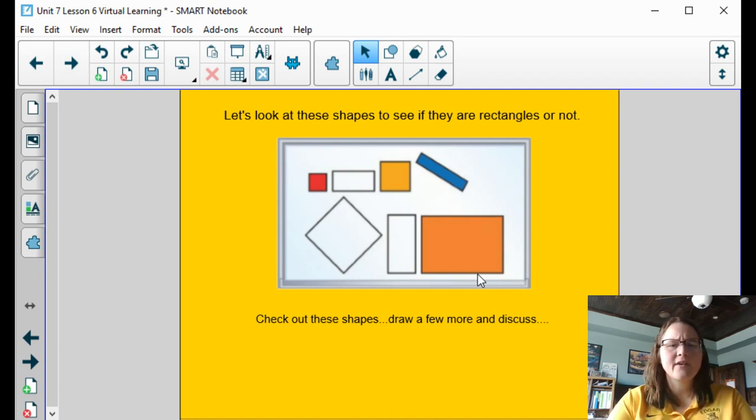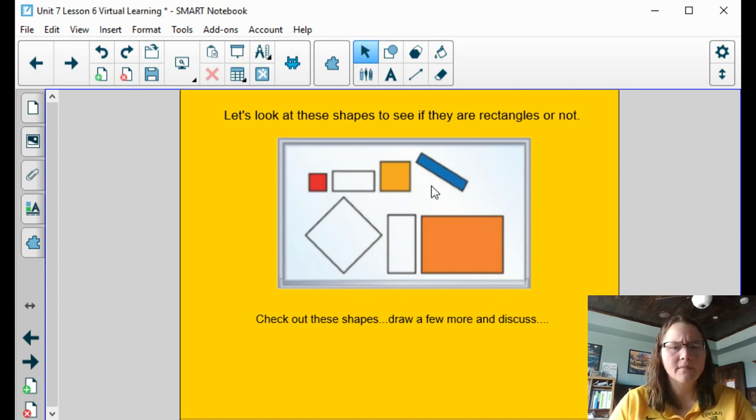We want to decide, are they rectangles or not? Let's start right here with the red one. Is that a rectangle? Oh, you're right. Boys and girls, that is a rectangle. But that is our special rectangle. What do we call a rectangle where all four sides are the same? Awesome, boys and girls. It is a square. You're right. So can we call it a square? Absolutely. Can we call it a rectangle? You bet. So the red one's a rectangle. Oh, you're right. The one right next to it is a rectangle.